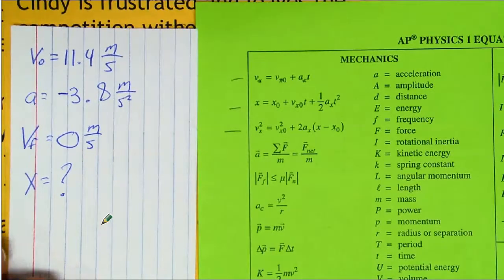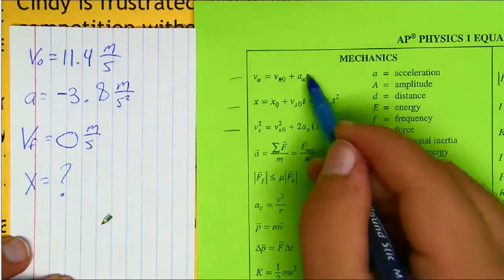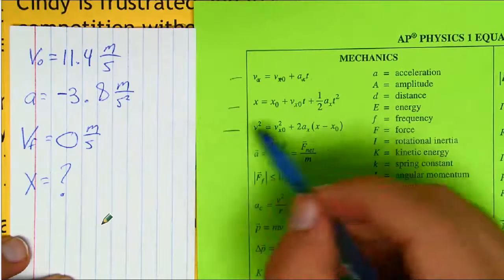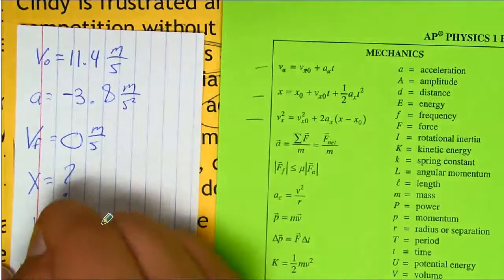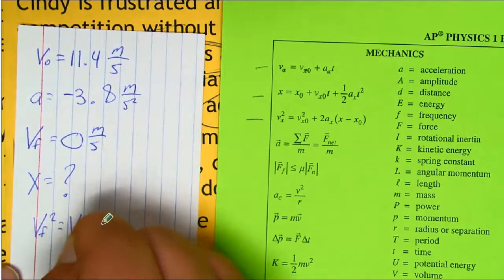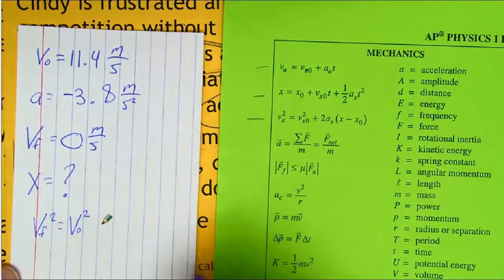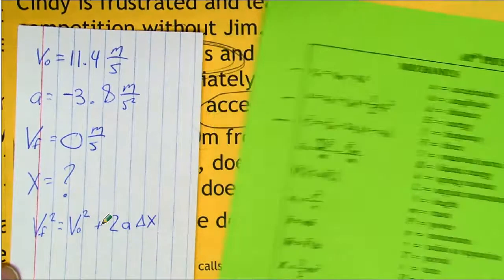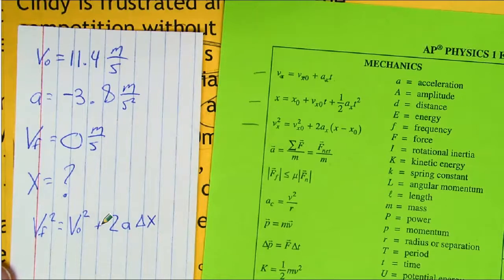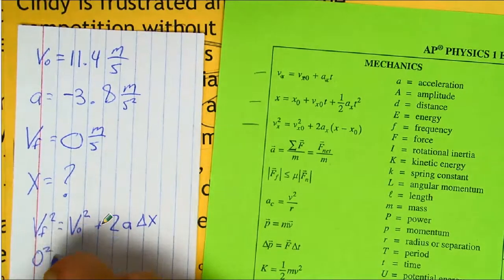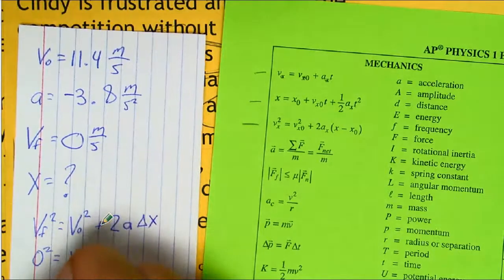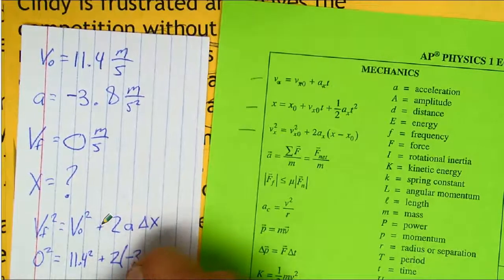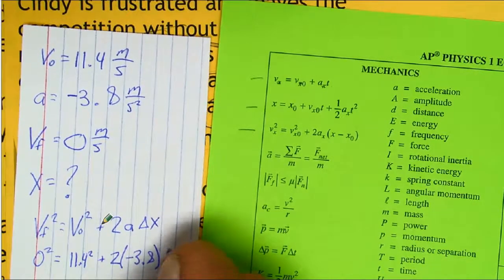So when you plug it into your, let's see, which equation are we going to use? Once again, this has time, I do not. This has time, I do not. So I'm going to use my one equation again. Velocity final squared is equal to velocity initial squared plus 2a change in displacement, 2a delta x. So 0 squared is equal to my velocity initial, 11.4 squared, plus 2 times negative 3.8 times the change in displacement.